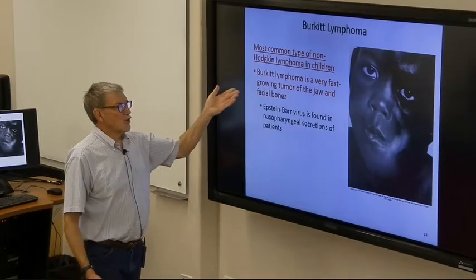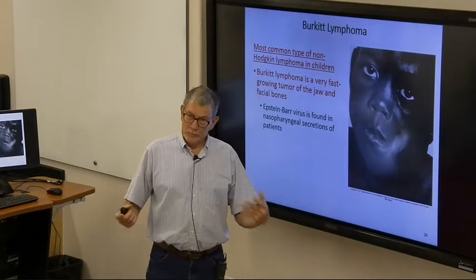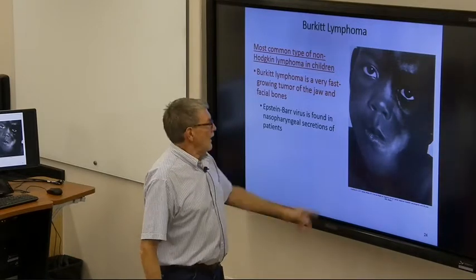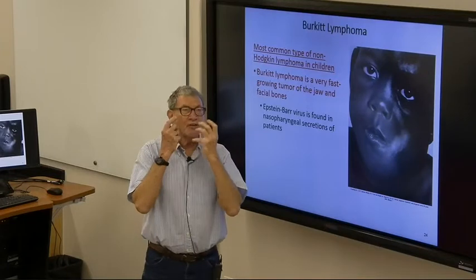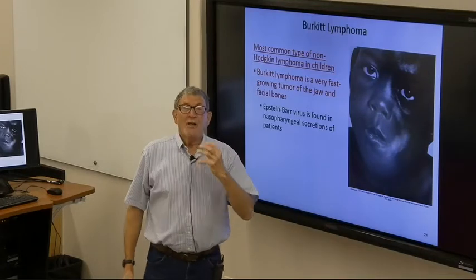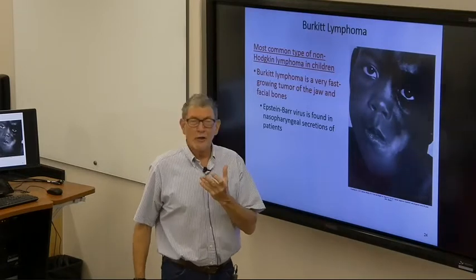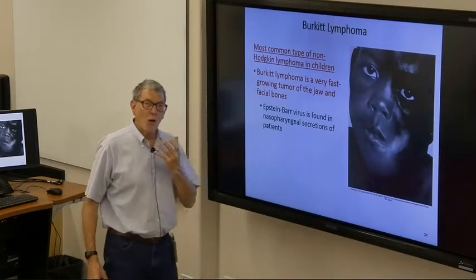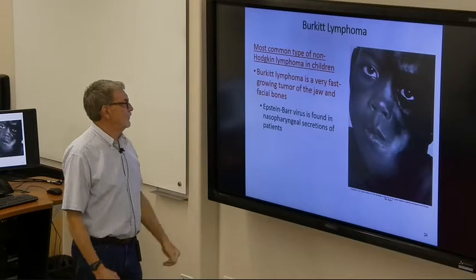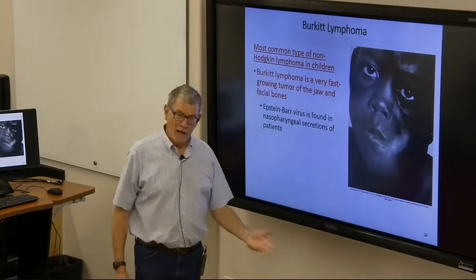Another non-Hodgkin lymphoma that we'll mention again with kids is Burkitt, which is almost specific to the jaw and face. It's a very aggressive, very fast-growing non-Hodgkin lymphoma that likes to affect kids. Epstein-Barr virus, yet again.